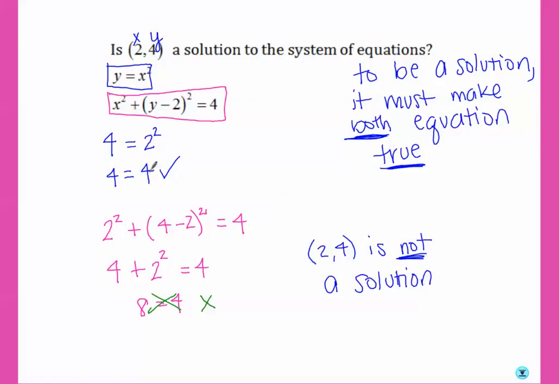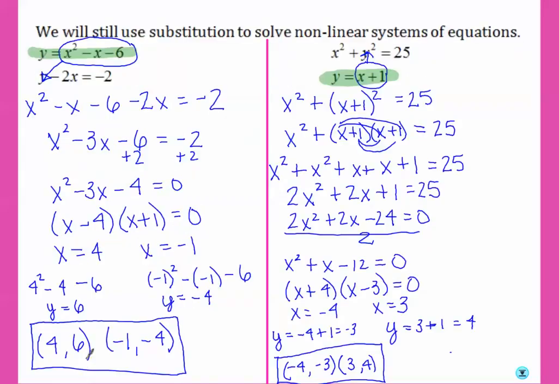It worked for one, which is great, but it didn't work for the second one. So make sure you check both. This also is a way that you can check your answers that you've gotten in the previous examples. Plug in 4 for your x and 6 for your y, and see if you get a true statement. Plug in negative 1 for your x and negative 4 for your y, and see if you get a true statement.